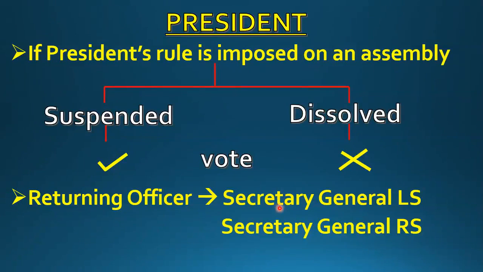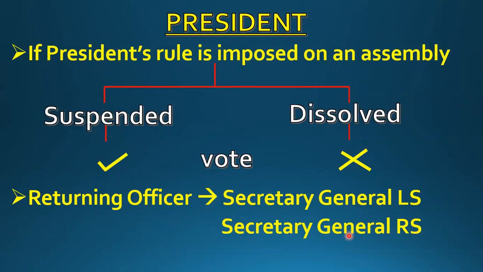For example, in a given election, if the Secretary General Lok Sabha is the returning officer for the election of president, then in the next election, the Secretary General Lok Sabha will not become the returning officer. The Secretary General Rajya Sabha will become the returning officer. Similarly, in the next election, again the Secretary General Lok Sabha will become the returning officer, and after that, in the next election, the Secretary General Rajya Sabha will become the returning officer. So the Secretary General Lok Sabha and Secretary General Rajya Sabha are the returning officers in the elections of president and vice president, and turn by turn means alternately they both become the returning officer.